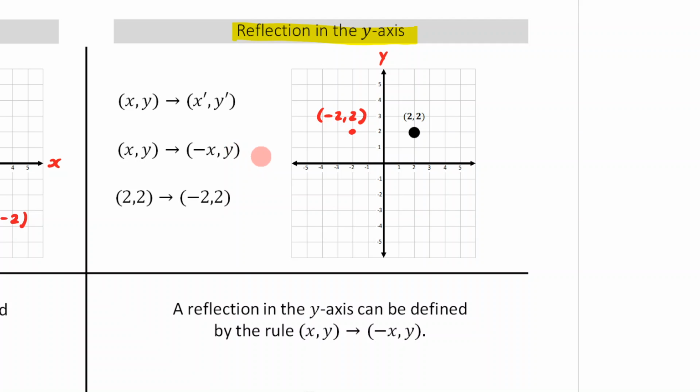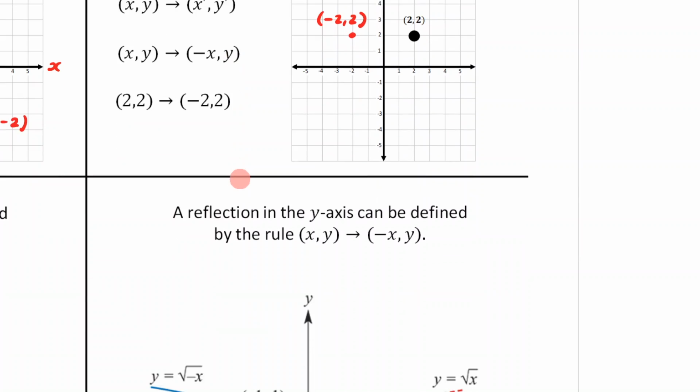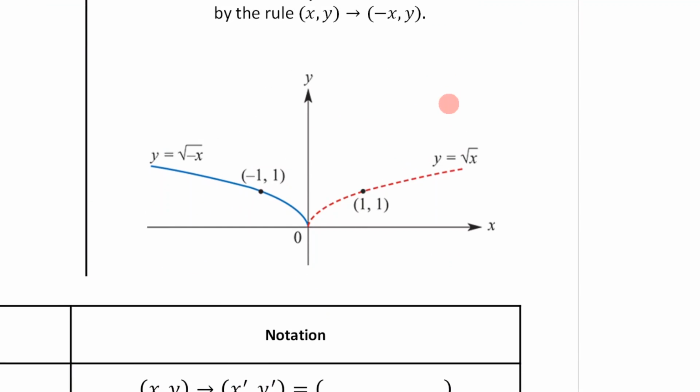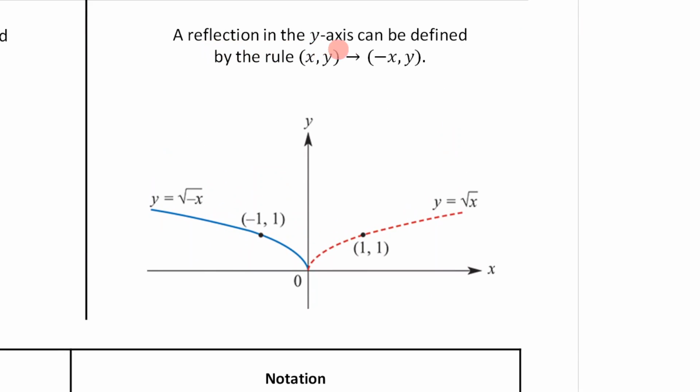So if we look here for a moment, we can see that my x dash becomes -x, my y dash just stays y. So when you're reflecting in the y-axis, it's your x value that changes sign. And you can see what it looks like to reflect an entire graph across the y-axis. A reflection in the y-axis can be defined by this rule. As you can see, we're starting here. We reflect in the y-axis, it goes over there. And as you can see, it is my x value that changes.